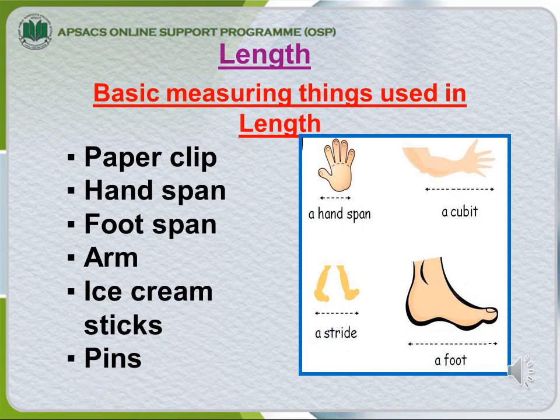What are the basic measuring things used in length? We use so many different kinds of things to measure length. For example, we use paper clips, hand span, foot span, arm or cubit, ice cream sticks and pins. These are only some I have mentioned. There are so many more measuring things you can use to measure the length of any object. And these are all non-standard measuring units.